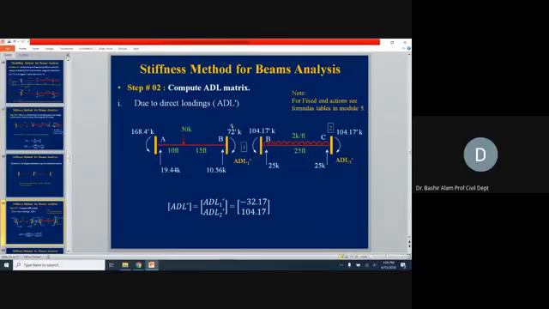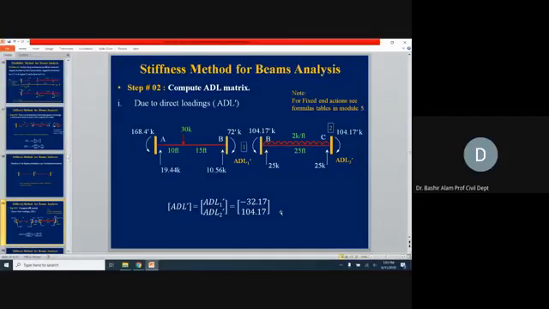ADL1 will be corresponding to D1, which was the rotation at joint B in the clockwise direction. So we have plus 72 minus 104.17, which is giving us minus 32.17. This is the ADL1 prime value, the algebraic sum of these two moments at coordinate 1, which is joint B. Similarly, ADL2 corresponds to D2, which is plus 104.17.